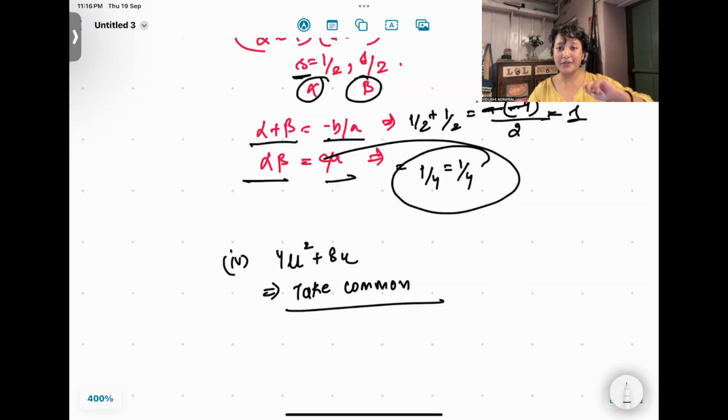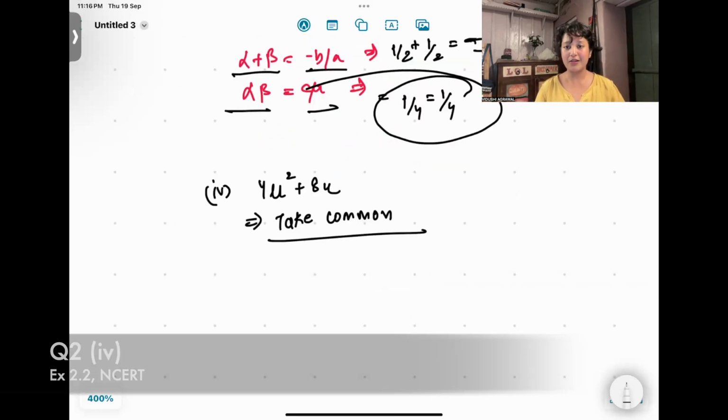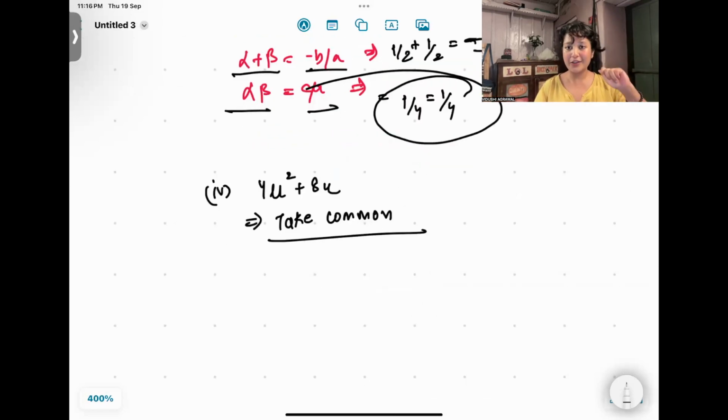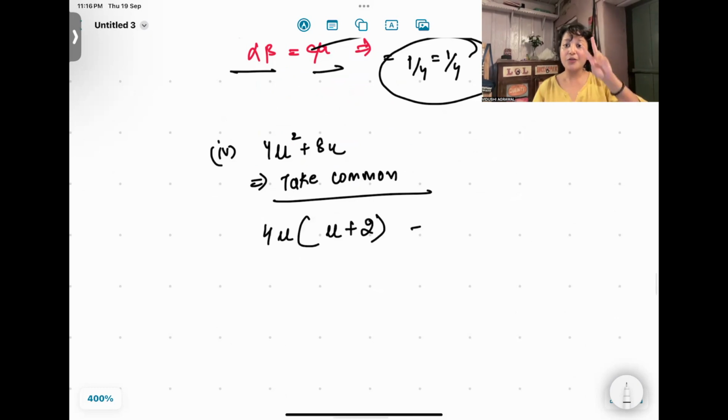Let's do the fourth part. The rest you can try yourself and see if the middle term split is alright or not. So say 4u plus 8u. In this question, how will you identify that there is no constant? What is the trick to solve this question? Always take common. So when you take common, 4u is common, so u plus 2 will be there equals to 0. So you make two cases.